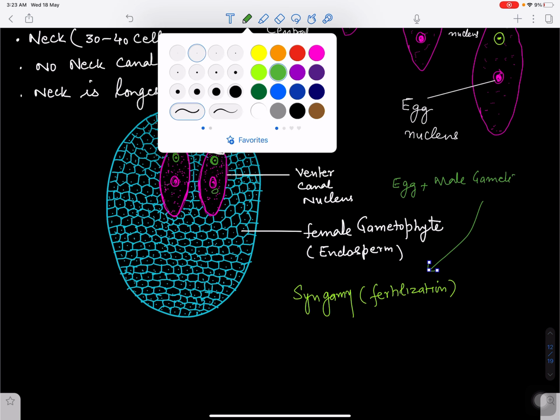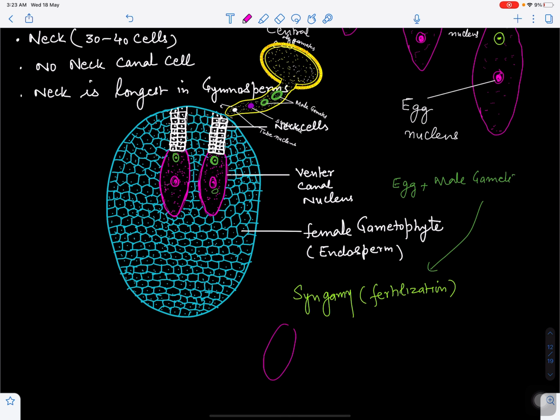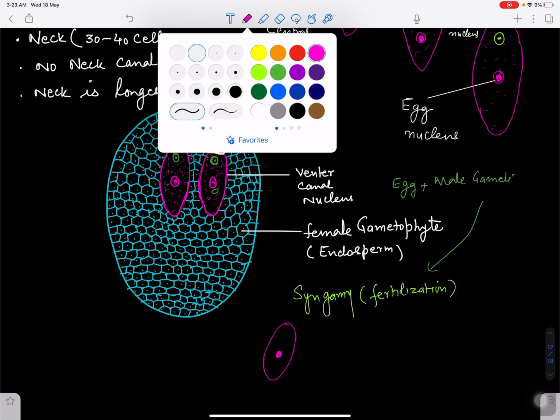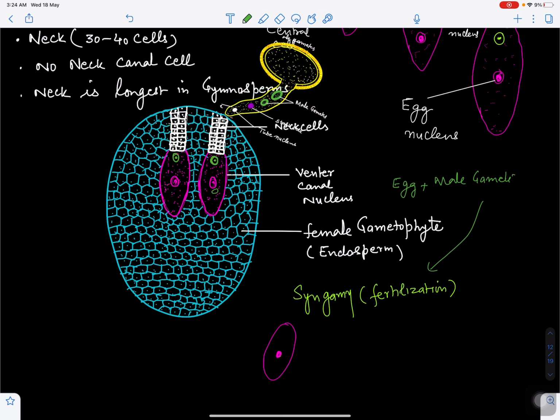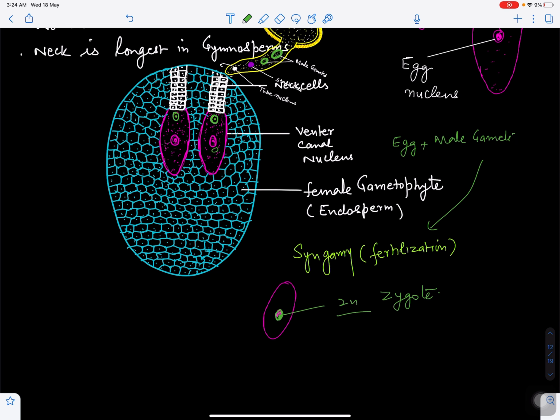And this part, having the egg nucleus, and then this is the male gamete, right? Now this will get converted into a diploid nucleus, 2n nucleus, and this is called the zygote. Now the zygote will divide to form the embryo part of the Ephedra.